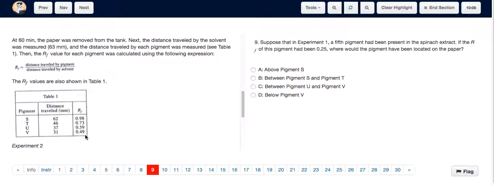So definitely if there was a fifth pigment whose RF was 0.25, it would travel even less than pigment V, and it would be located below pigment V on the paper. So the answer is D, below pigment V.